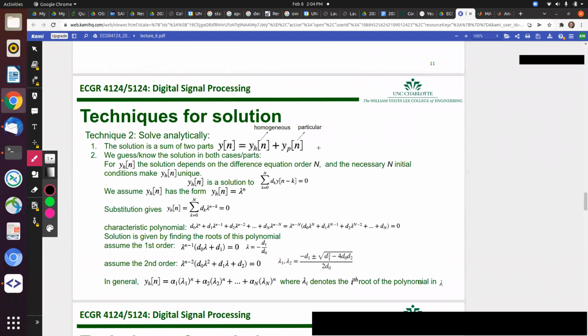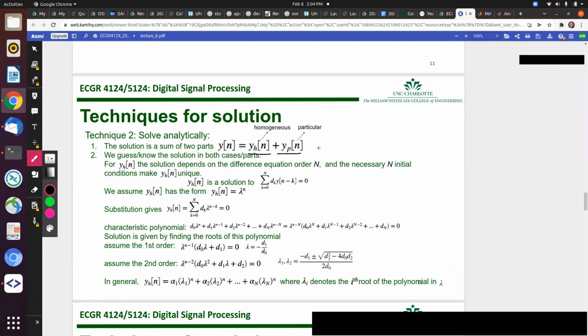All right, techniques for solution. To solve a difference equation, you break your solution into a homogeneous part and a particular part, just like you do in differential equations. Just like in differential equations, we presume that we know the form of the solution. If it's a first order equation, we say it's e to the x or e to the t or whatever, times some constant.